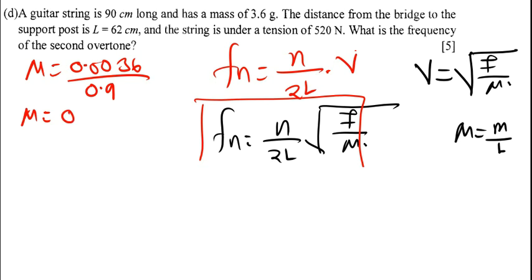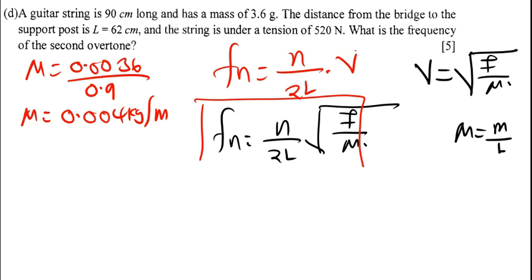That is 0.004. Now it's kg per meter, because the mass is in kgs and the length is in meters. That's why it's kg per meter.